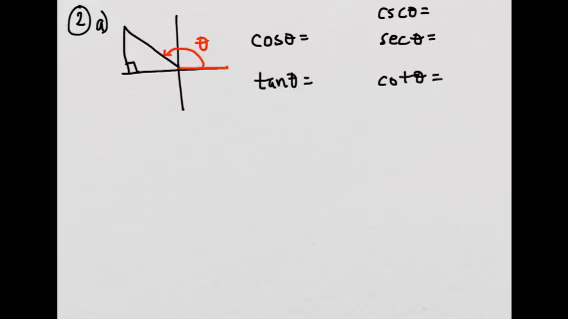So for number 2a, we have to find the value of the other 5 trig functions because they are giving us 1 for each of these problems. And they give you another piece of information. So for example, A, they tell you that theta is in quadrant 2. So that's why I have the angle here in quadrant 2. They gave us sine theta is 5/13.